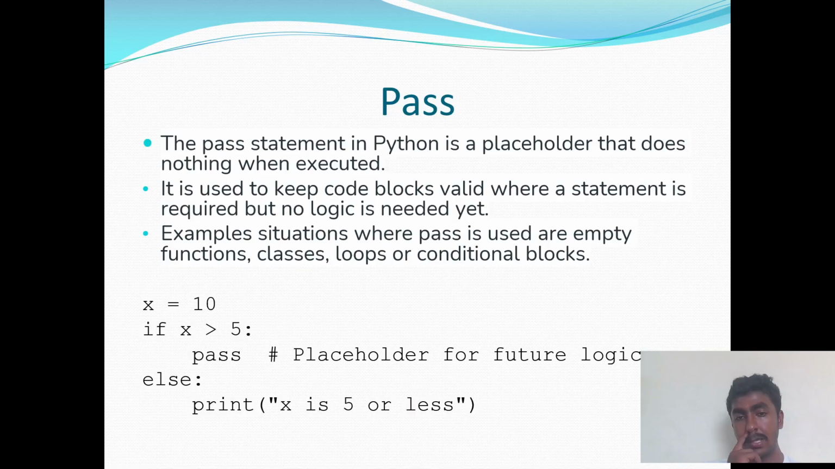What is pass? The pass statement is called a null statement. It simply means it does absolutely nothing. No output, no calculation, no error. Python simply reads it and moves on. So why does it even exist? Because Python requires every block to contain at least one statement. So if you leave a block empty, Python gives an error.